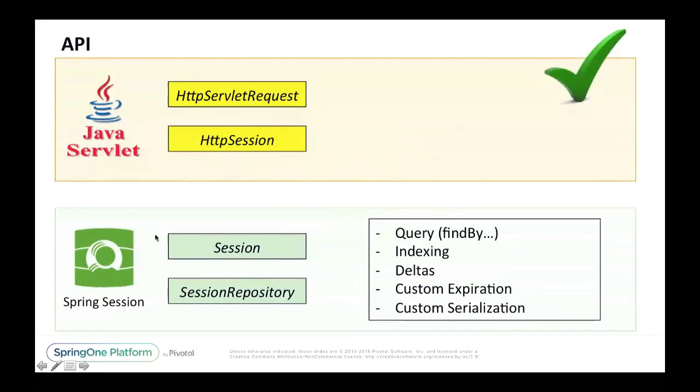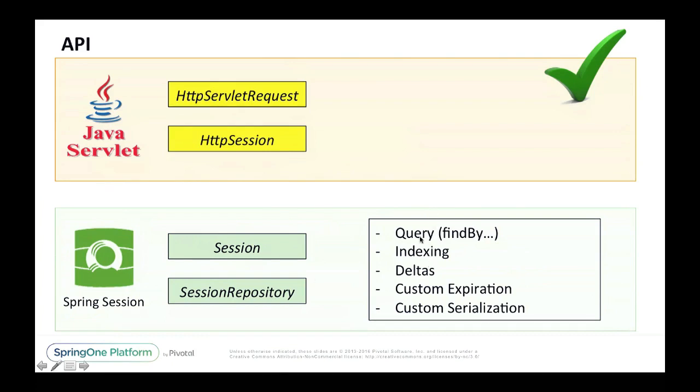So what does the API consist of? Well, in the Java servlet world, we already talked about how HttpServletRequest and HttpSession are your go-to objects to work with in your application. So nothing should really change if you're already working with these types. In Spring Session world, we don't encourage it, but there's the Session interface and the SessionRepository for working directly with your provider. Now, I've already alluded to some of the other benefits.